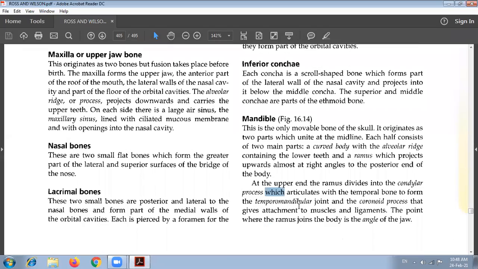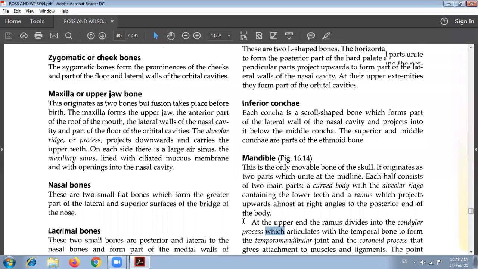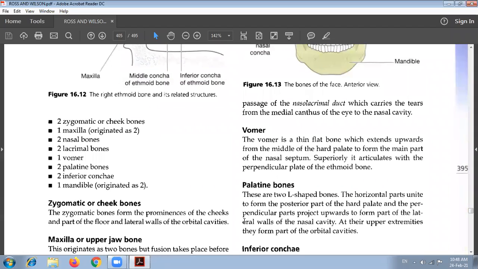There are two small bones posterior and lateral to the nasal bones that form a part of the medial walls of the orbital cavity. Each is pierced by a foramen for the passage of the nasolacrimal duct, which carries the tears from the medial canthus of the eye to the nasal cavity.